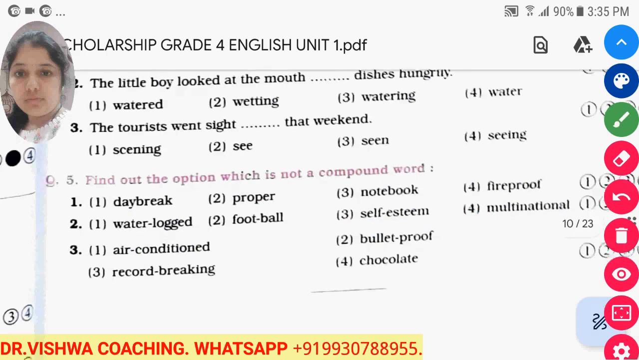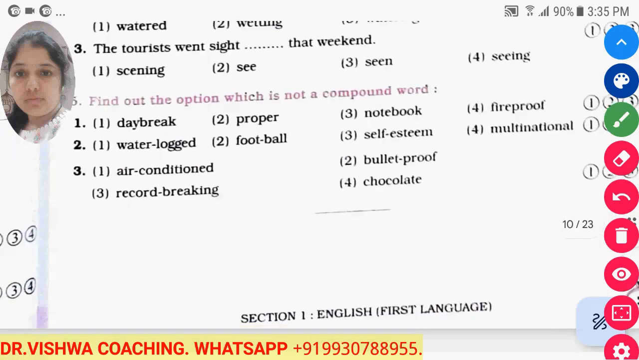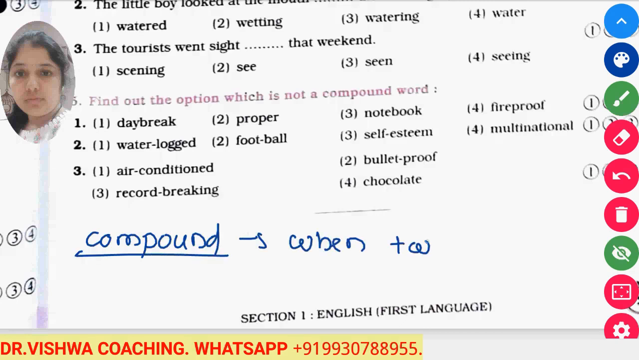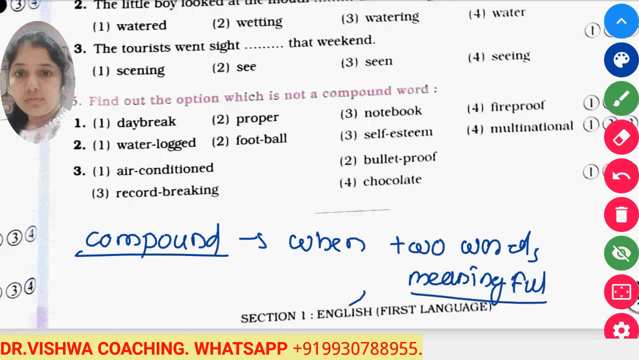And the third one you try at home. So this is all about compound words. If you have command of the English language, then you can easily find out which words are compound words and which are not. Again I will explain the definition of compound word. When two words join together to form a meaningful word, it is known as a compound word.